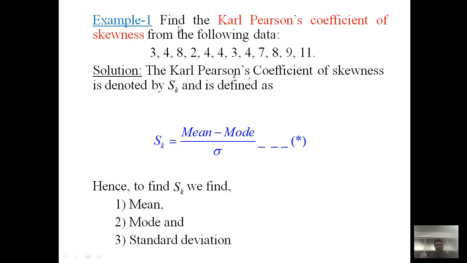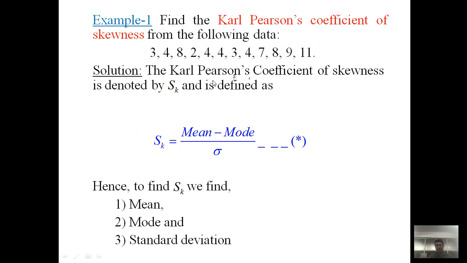Here we are interested in finding the Karl Pearson coefficient of skewness, simply known as the coefficient of skewness, from the given data. The data is 3, 4, 8, 2, 4, 4, 3, 4, 7 and so on up to 11. So now we have to start.